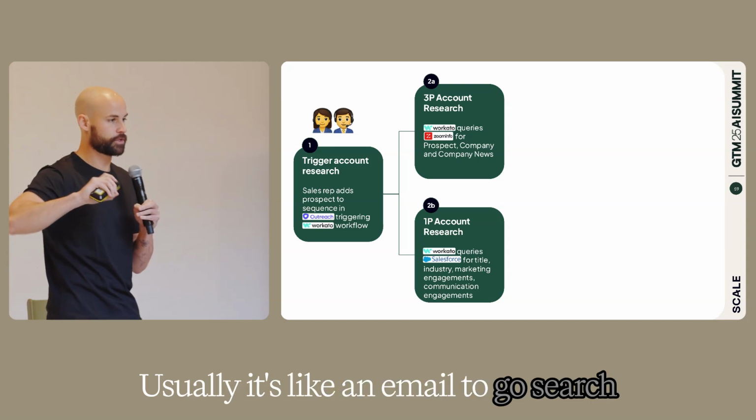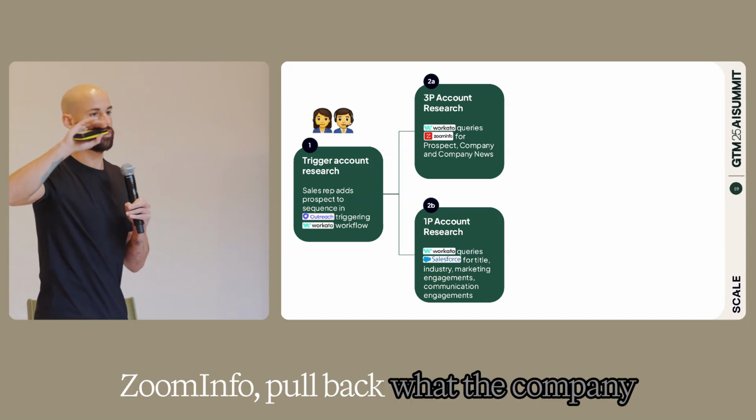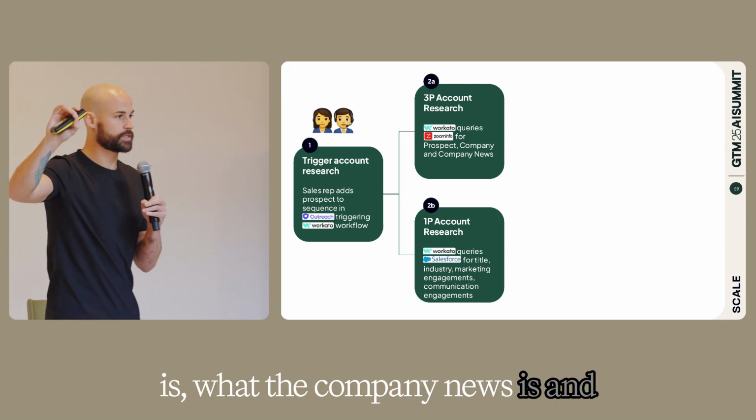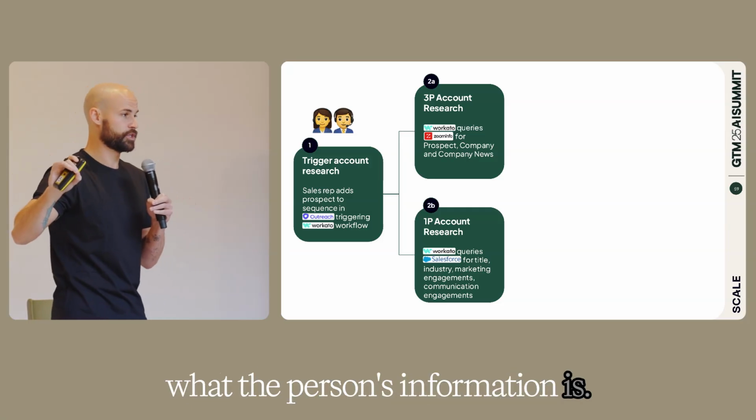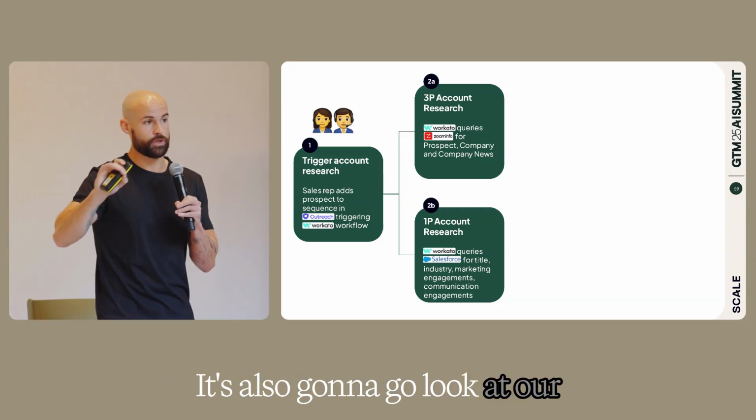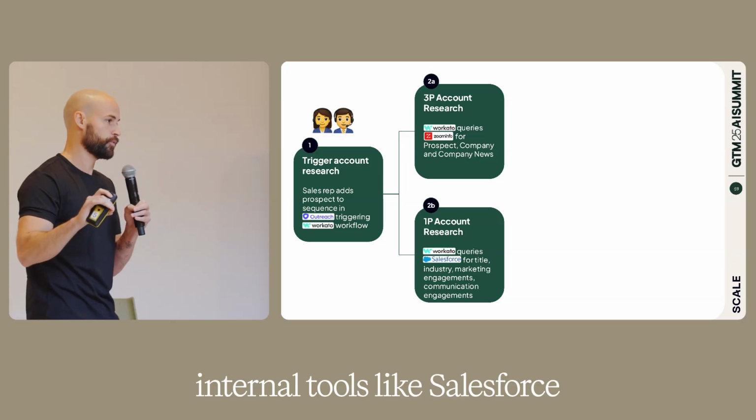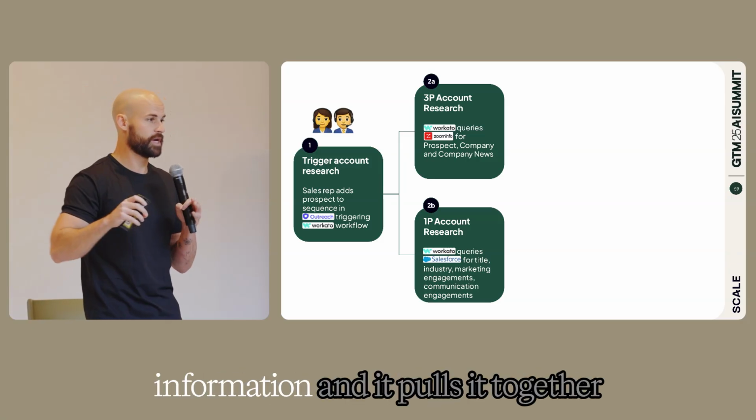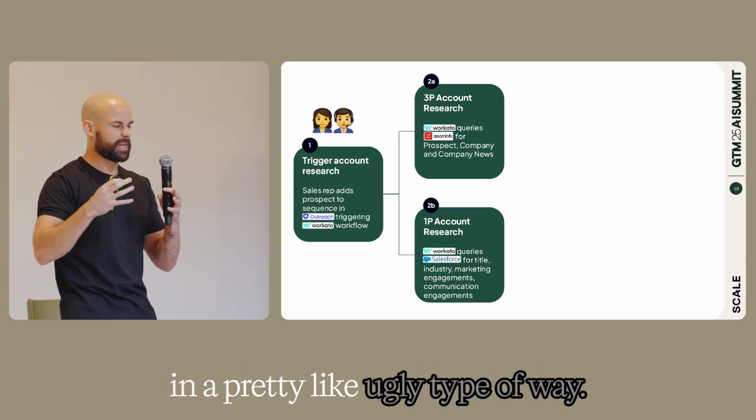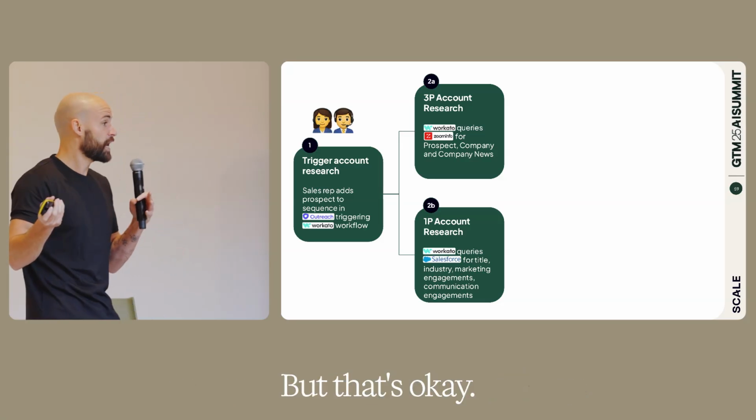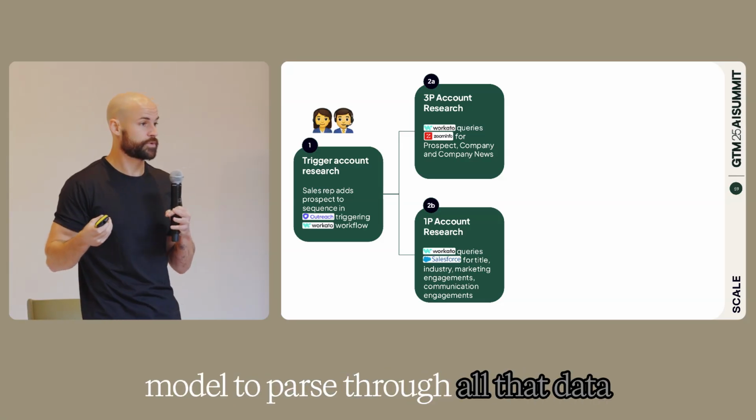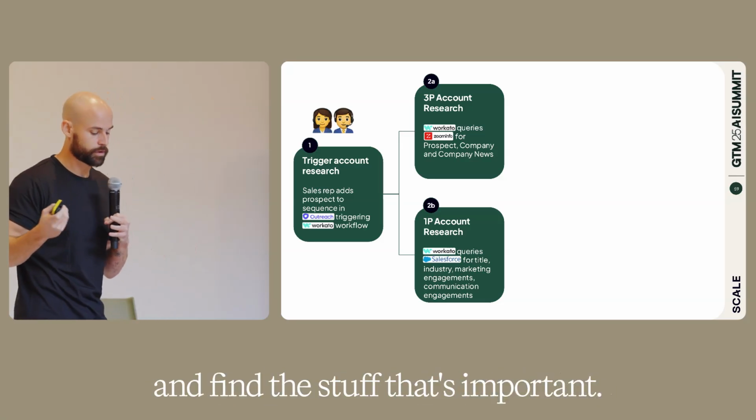Usually it's an email to go search ZoomInfo, pull back what the company is, what the company news is, and what the person's information is. It's also going to go look at our internal tools like Salesforce and Snowflake and pull all the information. And it pulls it together in a pretty ugly way, but that's okay because we have a large language model to parse through all that data and find the stuff that's important.